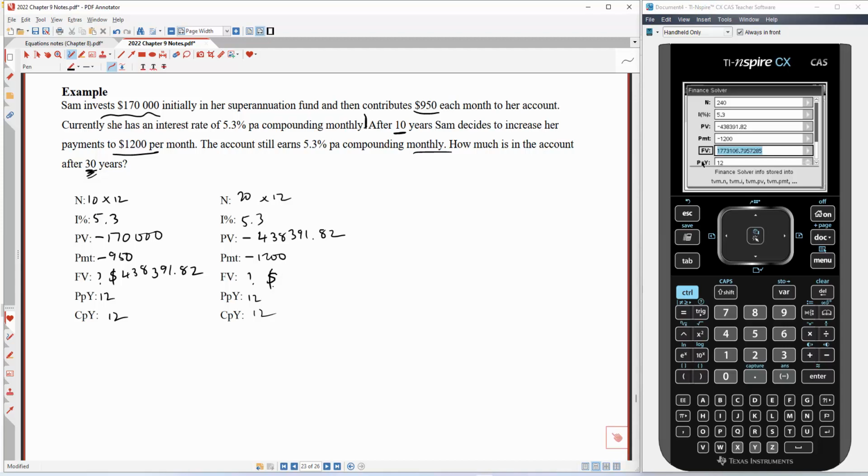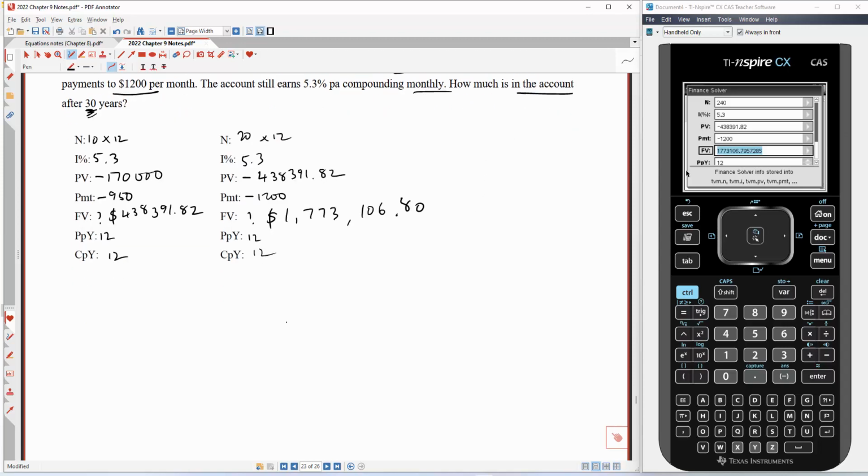So future value 1,773,106.79, which rounds to 80. So $1,773,106.80 is what is in her account after 30 years. So an impressive total.